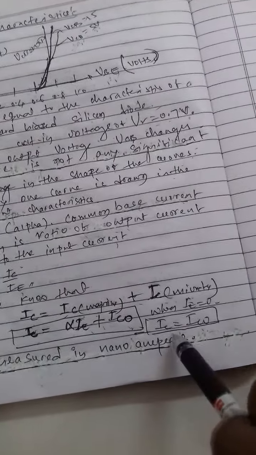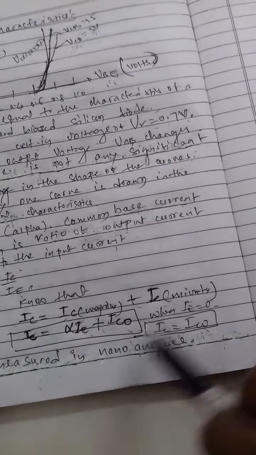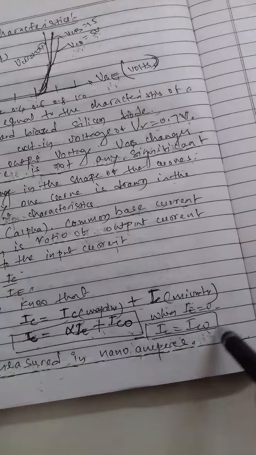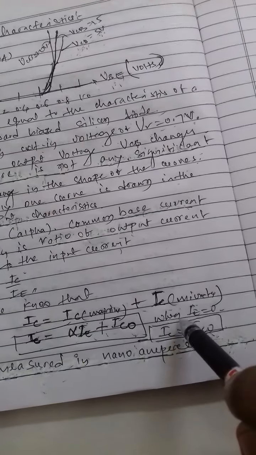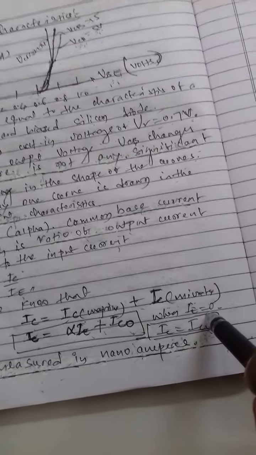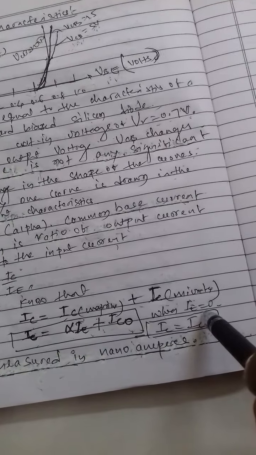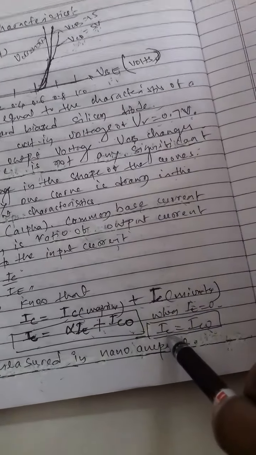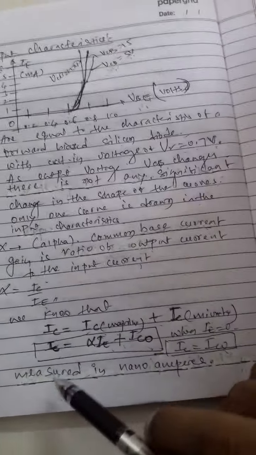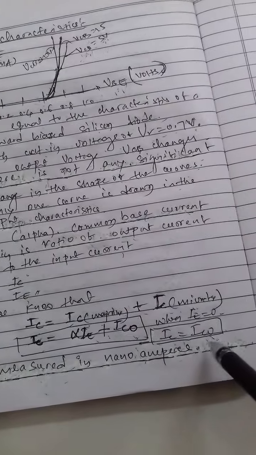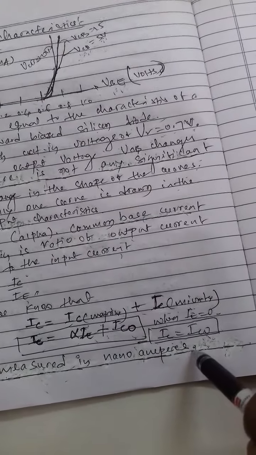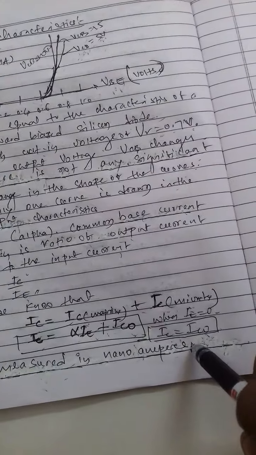This ICO is measured in nanoamperes. This is the current IC when the emitter current is equal to 0, in the cutoff region of operation. So IC is equal to ICO, measured in nanoamperes. This current is known as the reverse saturation current.